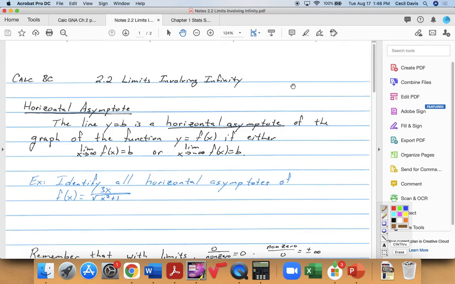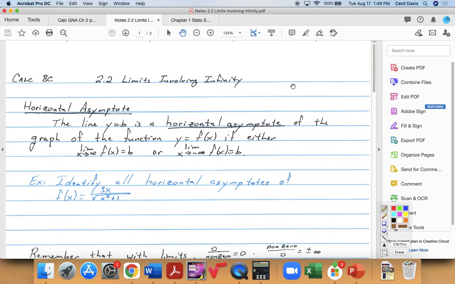All right, so today we're going to talk about limits involving infinity, both limits that are equal to infinity and limits as x goes to infinity, two different sides. So first of all, horizontal asymptotes. This is the way a horizontal asymptote is defined. The line y equals b is a horizontal asymptote of the graph of the function y equals f of x if either the limit as x approaches infinity of f of x is equal to b, or the limit as x approaches negative infinity of f of x is equal to b.